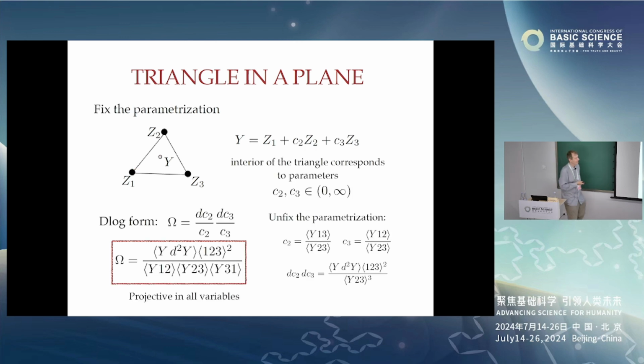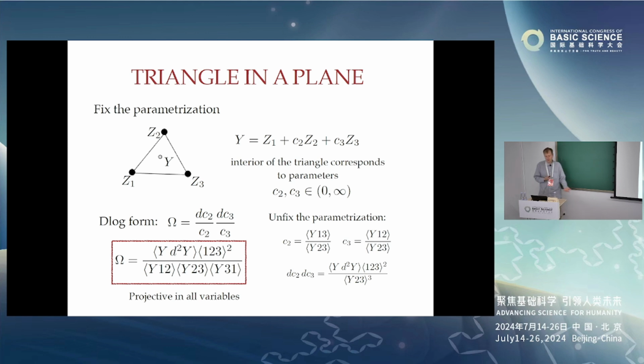Okay, so if we fix this projectivity, we can write y as a sum of these three, z1 plus z2 plus z3, with some coefficients here. And in order to span all the triangle, we just have to vary the c2 and c3 from 0 to infinity. And now, so this was the interior of the triangle.